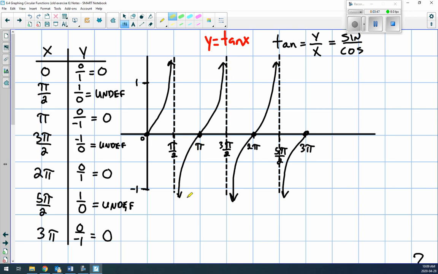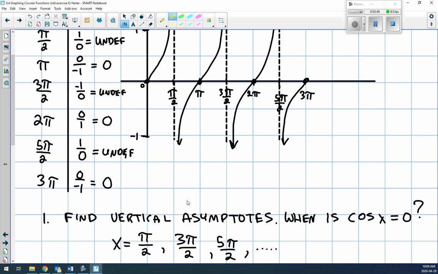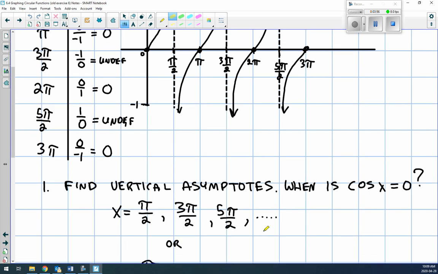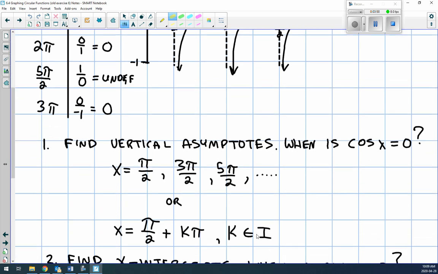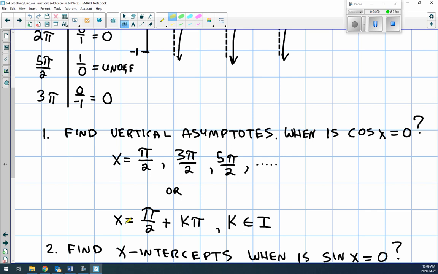So we have a couple key things here. Do we have vertical asymptotes? Yeah, vertical asymptotes are at pi over 2, 3 pi over 2, 5 pi over 2. Now, the problem is they go on forever. So you could write that out, or you could do it in the form of an equation. So if you look at this one, x equals pi over 2 plus k pi. And k is an integer, right?